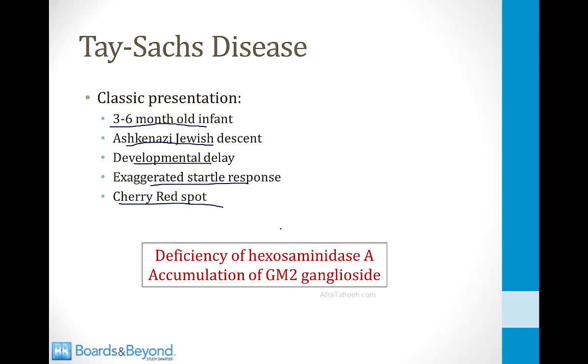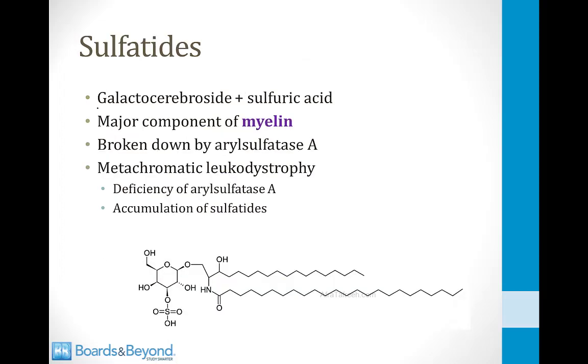And remember that Tay-Sachs is due to a deficiency of hexosaminidase A and accumulation of the GM2 ganglioside. A few slides ago, we talked about a molecule called galactocerebroside, which consisted of ceramide with a galactose head group. And we talked about how galactocerebroside accumulated in Krabbe's disease and how it was an important molecule for myelin. Well, if you add sulfuric acid to galactocerebroside, you get a structure called a sulfatide.